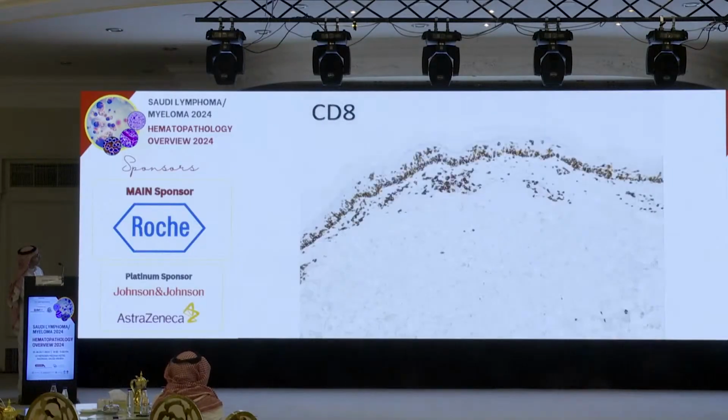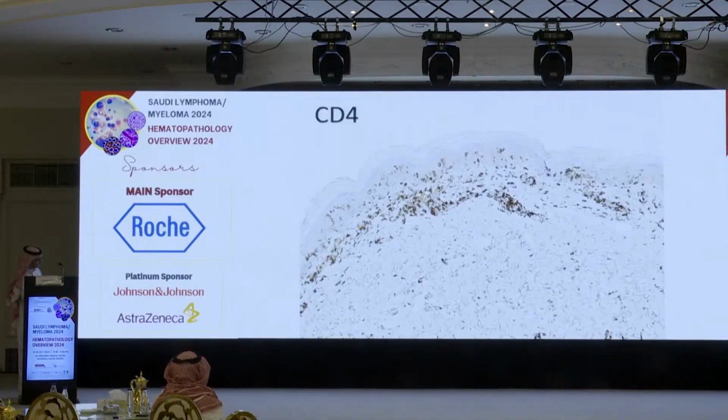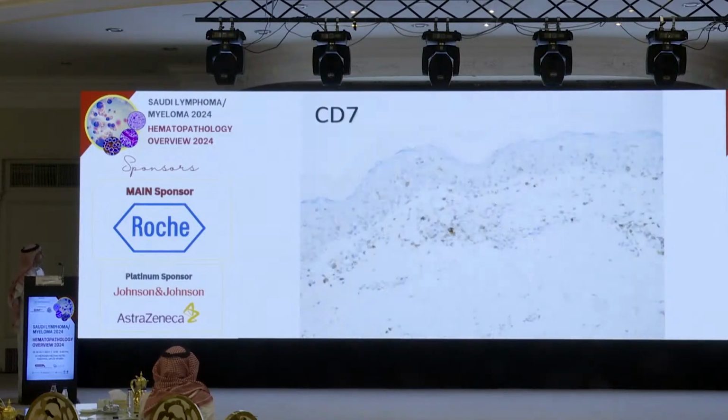This is CD3, CD8 higher power view, and CD4 is negative in the cells tagging the dermo-epidermal junction, and they are positive in dendritic cells in the epidermis and macrophages in the dermis. So the T cells are negative, and here the cells are negative for CD7.